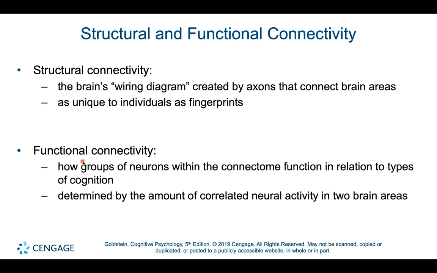However, we probably have very similar functional connectivities. Functional connectivity is how different pieces and parts of the connectome relate to each other in how they function. So we can correlate the amount and timing of neural activity in two areas of the brain to start to make some assumptions and understand how they work together in a functional, not just a structural way.